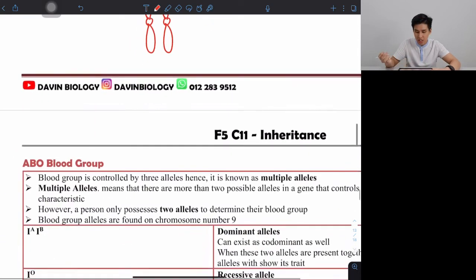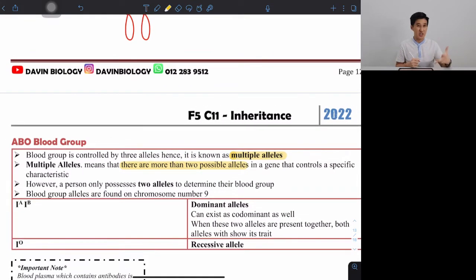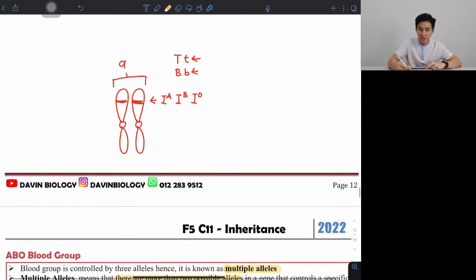Hence, as you can see in my notes here, blood group genes are known as multiple alleles, which means there are more than 2 possible alleles in the gene that controls a specific characteristic, a specific trait. However, even with 3 alleles, only 2 alleles can be present at one time. A person only produces 2 alleles to determine their blood group, because you only have a pair of genes, so you can only fit 2 alleles inside. It's like you have 3 people but only 2 seats. Of these 3 people, only 2 can occupy these 2 seats. Exactly the same over here.